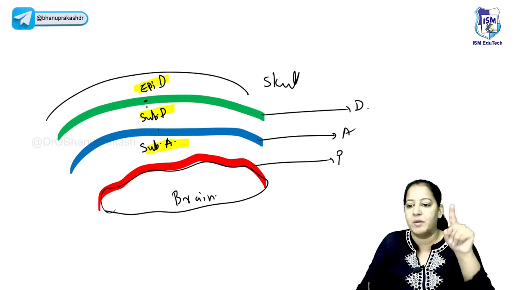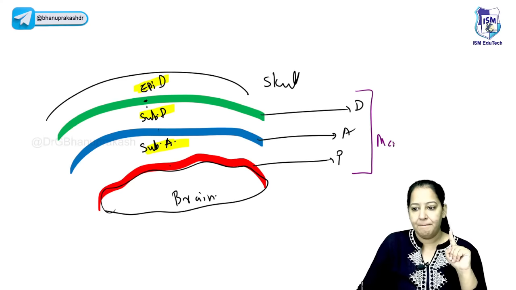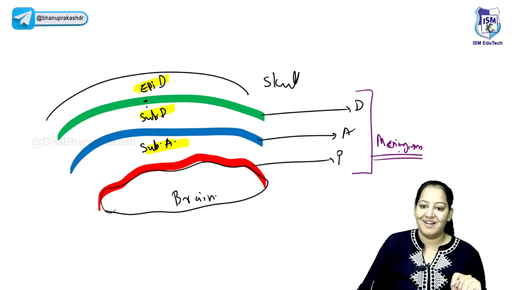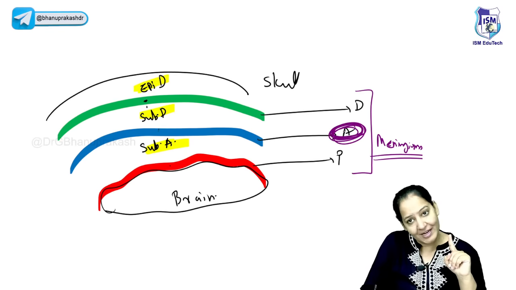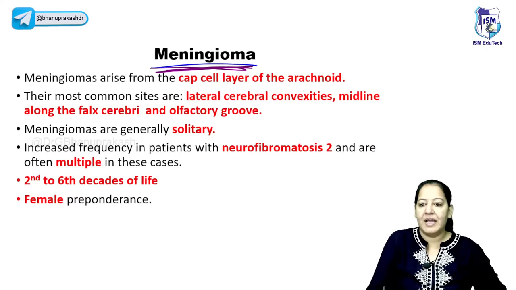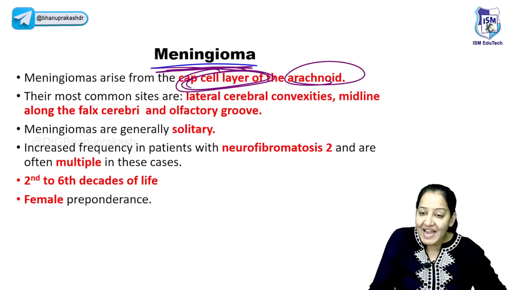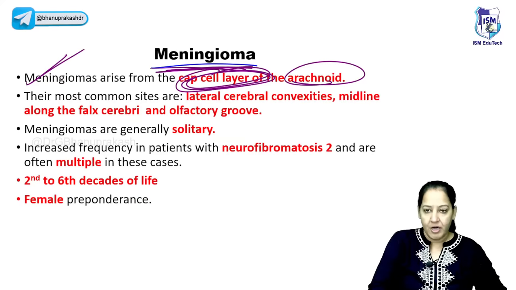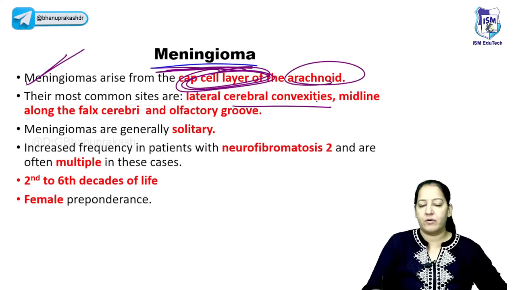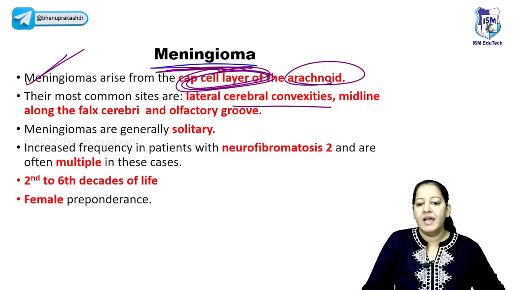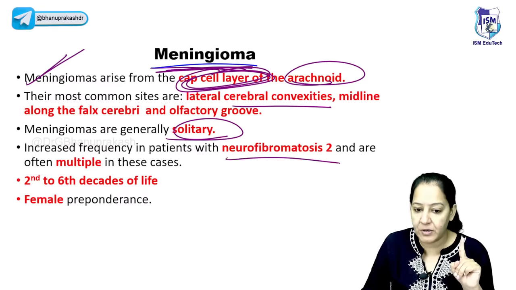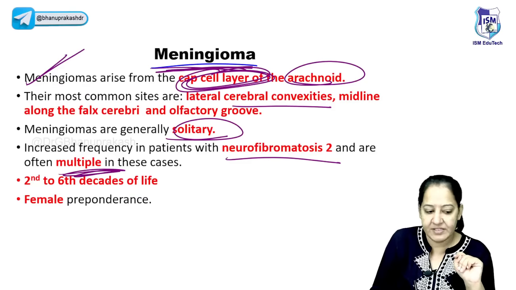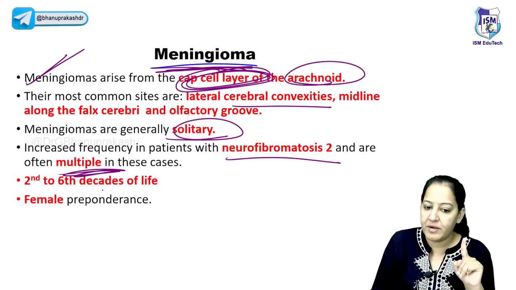Currently, I am talking about meningioma. Let's come to the topic meningioma. Meningioma is a tumor of the meninges. Which meninge? Especially it occurs in the arachnoid, it arises from the cap cell layer of the arachnoid. It can occur anywhere, but usually it occurs over the cerebral convexities. It is usually solitary, single. But when it is associated with neurofibromatosis, it is multiple.